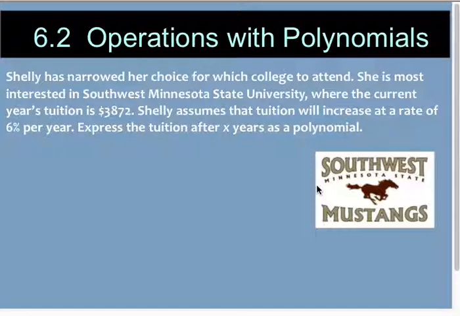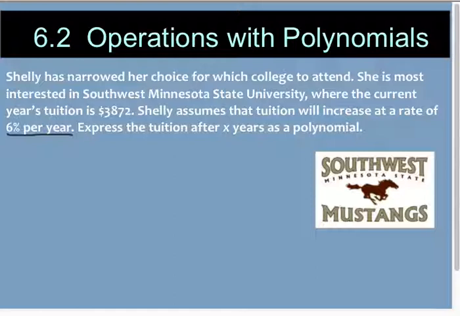Shelley has narrowed her choice for which college to attend. She is most interested in Southwest Minnesota State University, where the current year's tuition is $3,872. Shelley assumes that tuition will increase at a rate of 6% per year. Express the tuition after x years as a polynomial.